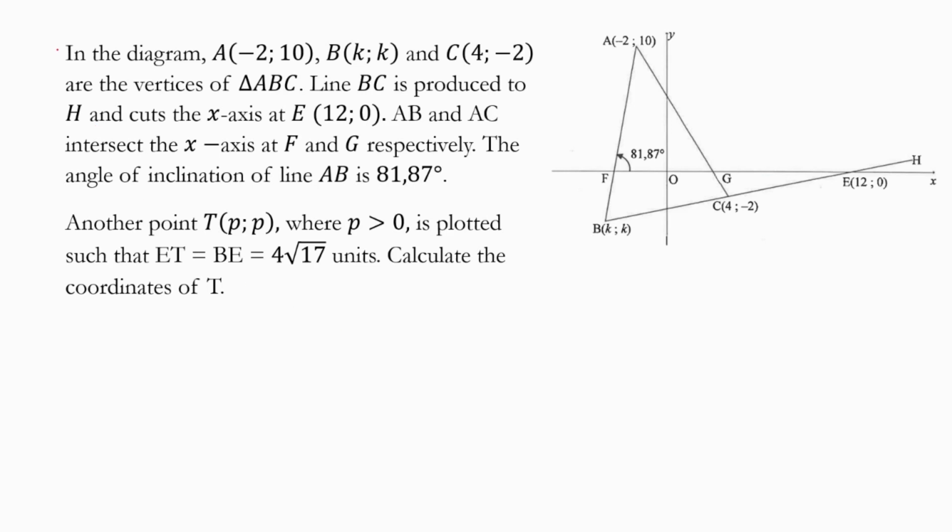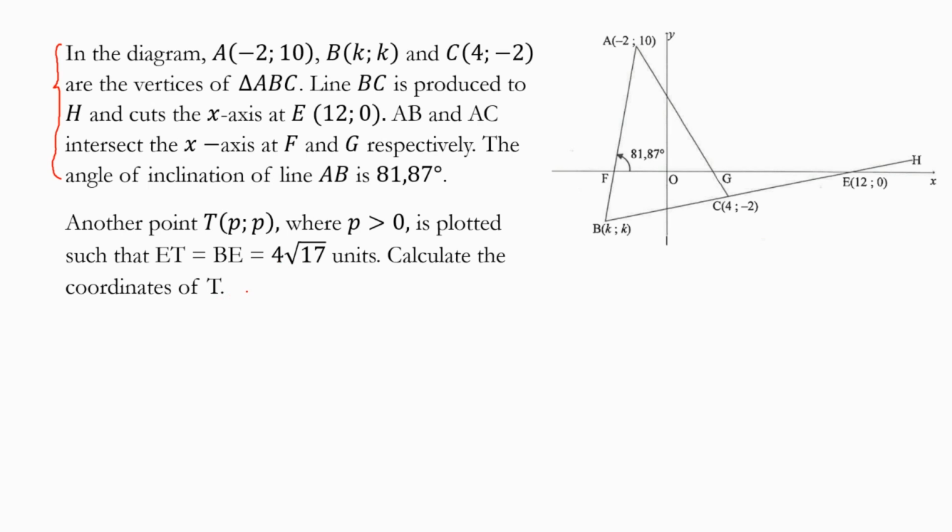The information is still the same here. Please go through it if you haven't done so. Another point T with coordinates (p, p), where p is greater than 0, is plotted such that ET is equal to BE, which is equal to 4 root 17 units. Calculate the coordinates of T.